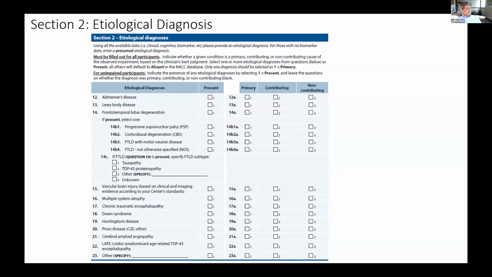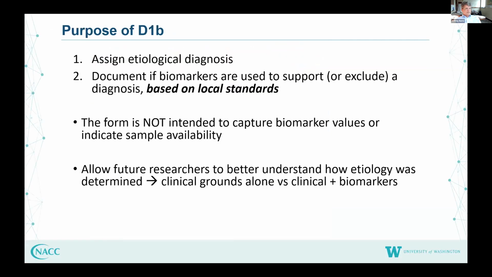Again, this can be done on clinical grounds alone, as it's most commonly done now, or it can be done with the biomarker support that's now been hopefully clearly documented. And so we would mark any of these as present and then assign one a primary diagnosis and others as contributing or not contributing. So this should look pretty similar to the current form. So we have added late here as well, and CAA, which may be in the current form, but that is it. So that's the new form D1b, where again the purpose is to assign an etiological diagnosis and indicate when biomarkers are used to support or exclude a diagnosis.